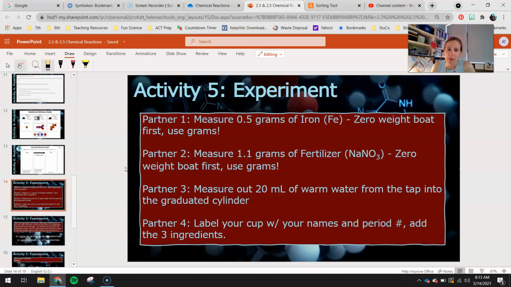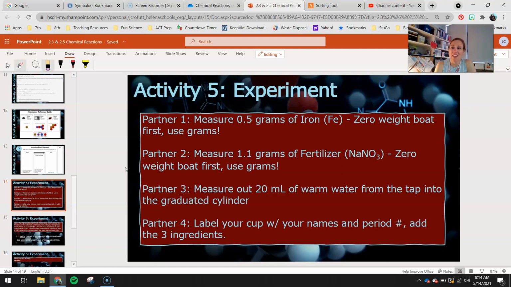Partner 4, I'll get to your job here in a second. Okay? Then give your empty weight boat to partner 2. Partner 2, you guys are going to do the same thing. Make sure your scale is on grams. Hit mode until it's on grams. Make sure your weight boat's pretty cleaned out. Set your weight boat on the scale.